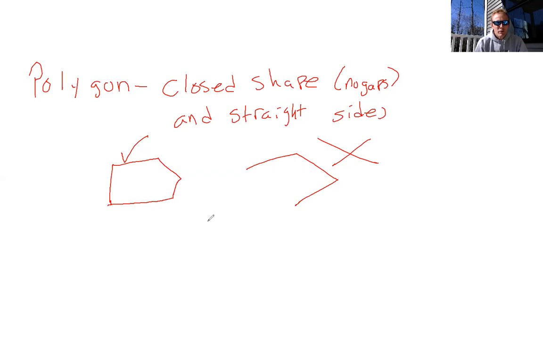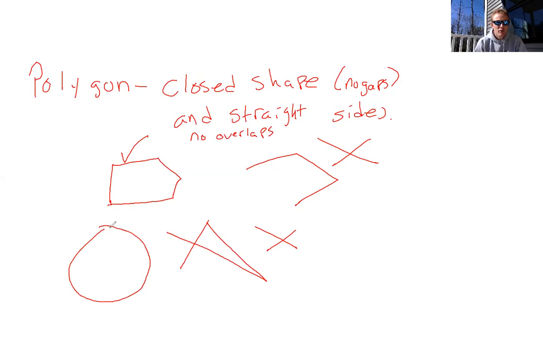And then the next one, we could do something like this. Also not a polygon. I should have added that there are no overlaps. If there's an overlap, it's also not a polygon. Last example here: what if I had an oval or a circle? Even if it was closed, that's not a polygon because it does not have straight sides. It's closed, has no overlaps. Well, mine does, but that's because I'm a bad artist. It is not a polygon because it has curved sides. It's a shape, but not a polygon.